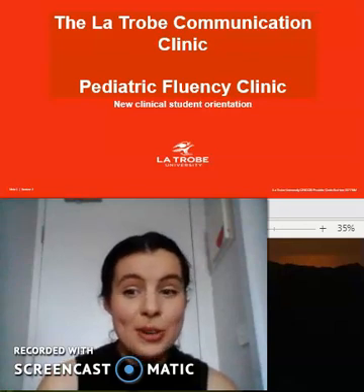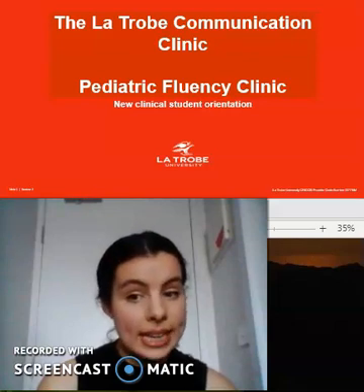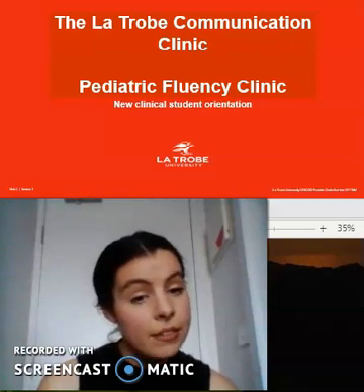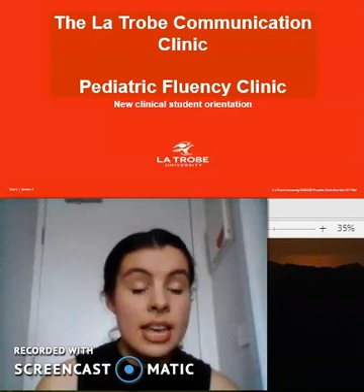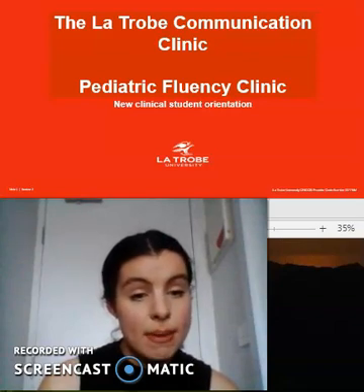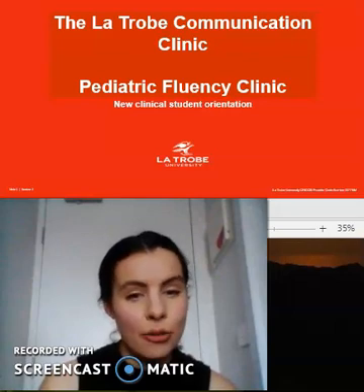So the placement that you will be undertaking is the Trobe Communication Clinic, or LCC Paediatric Fluency Clinic. This clinic is currently being delivered online due to COVID-19 restrictions. This means that the children can still receive the treatment, and both us and the kids are all really safe.